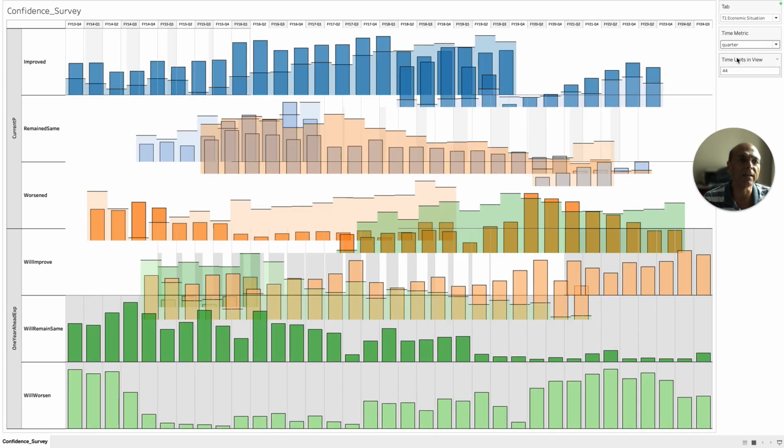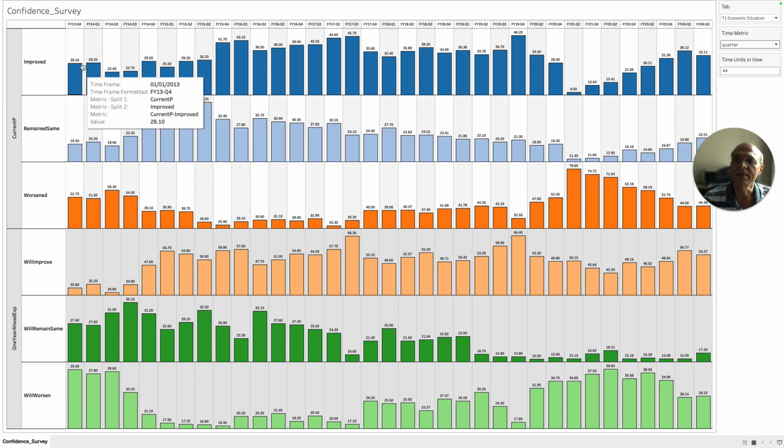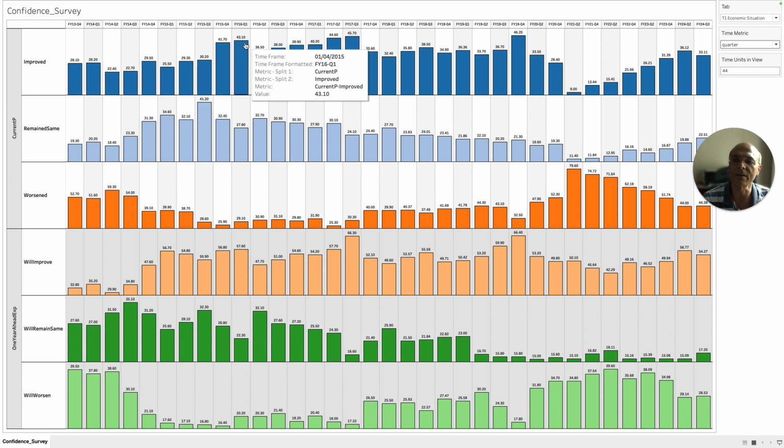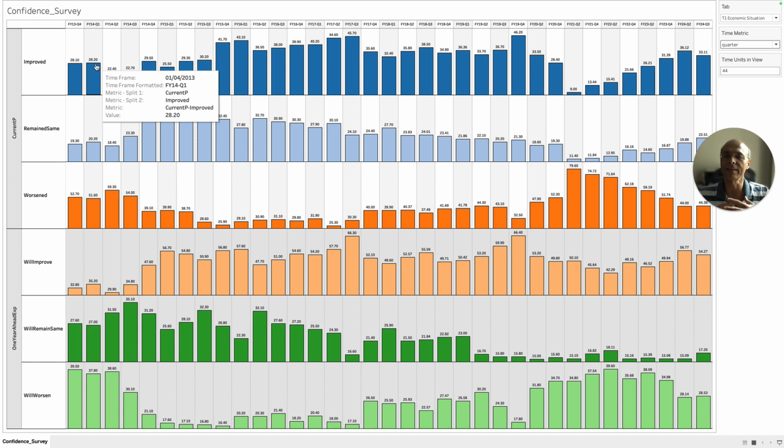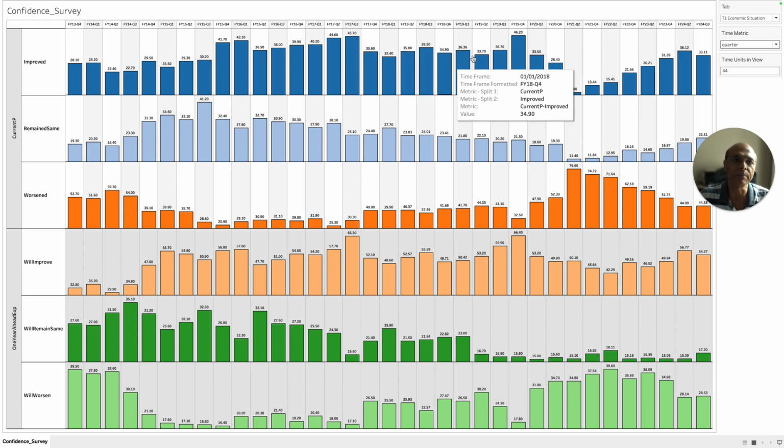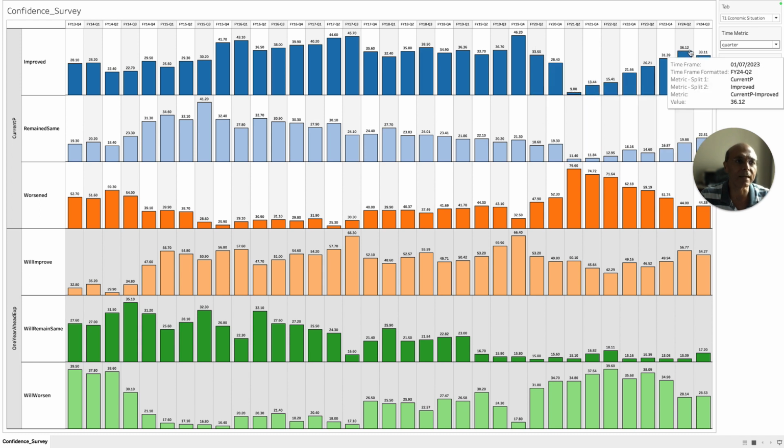If I do a quarterly view, you can see the trend. The improvement is basically starting from FY13 Q4. You see that there was a very positive flavor among the respondents till FY16, actually FY17, and thereafter there was a slight damping, and then it basically improved, and after the COVID hit, everything went down. Now it has started to pick up. So this is a very interesting trend that we see, of how the situation has changed.